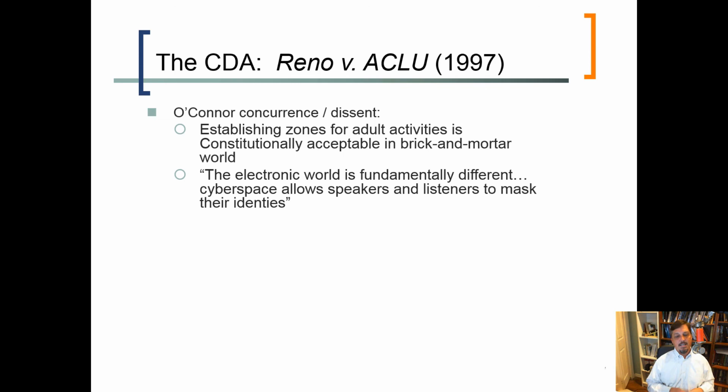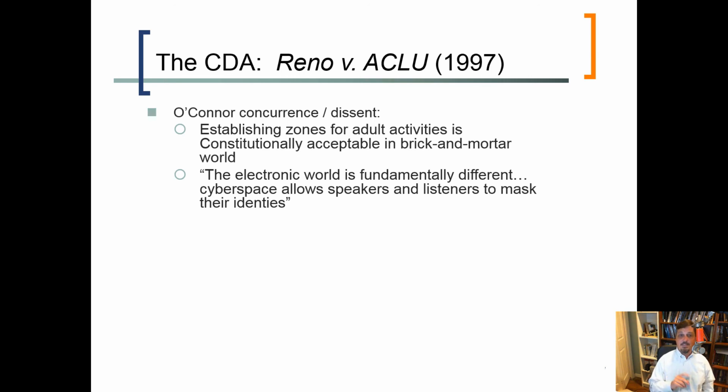But notice again a really strong element of cyber exceptionalism in this case here from Justice O'Connor. And O'Connor says cyberspace, the electronic world, is fundamentally different. Cyberspace allows speakers and listeners to mask their identity. And so what she's saying here is, you really can't do this kind of zoning in cyberspace. It's just not really possible to say, 42nd Street is the red light district. Of course, now it's the Disney district, but, years past, 42nd Street is the red light district, and this is the family district. She says you can't do that online.